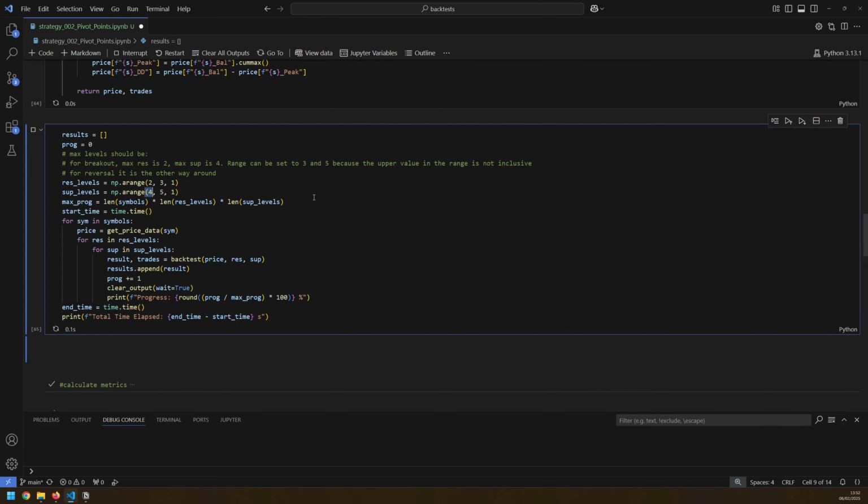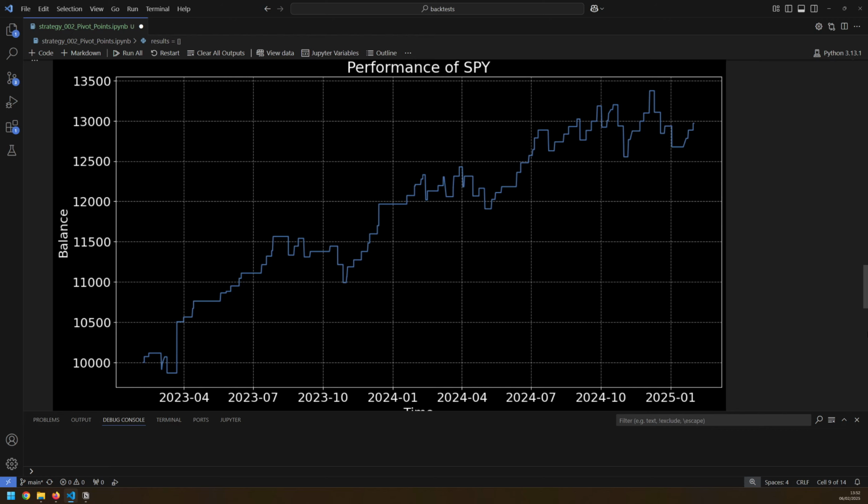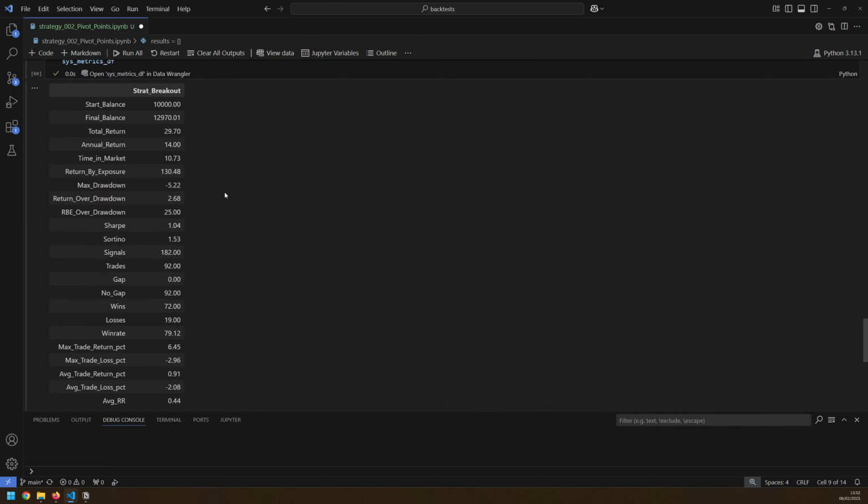If I run this test now just with those optimized parameters, I get a pretty nice looking equity curve, much better than the one before. We can take a deep dive into the metrics here as well. So the annual return is 14%, which is okay, a little bit on the low side. Max drawdown is only 5% though.